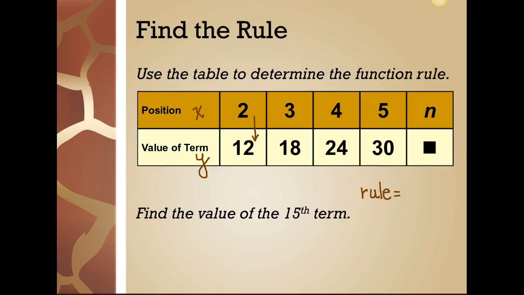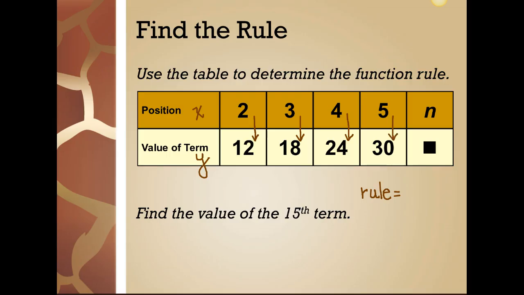We can either add 10 or we can multiply times 6. We'll look at 3 to 18 and we can see that that is times 6, but it's not add 10, and 4 to 24 is times 6, and 5 to 30 is times 6.